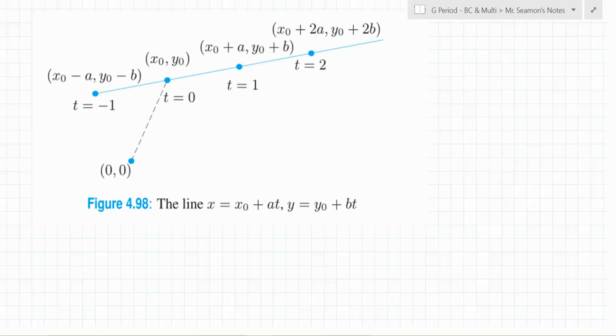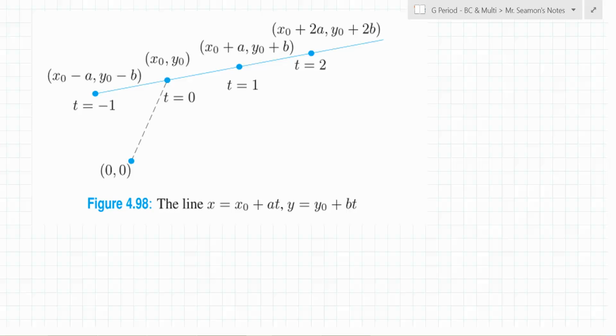How far over do you go from this point to this point? A. How far over do you go here? A. So the distance between each of these points is A horizontally, but what about the y, the vertical? B vertically, right? So each time you go from point to point, I'll cut to the chase. What's the slope of that line? B over A, exactly.